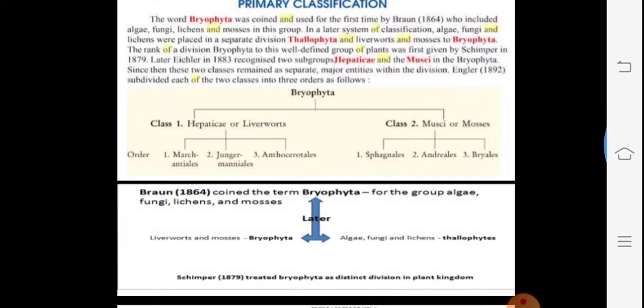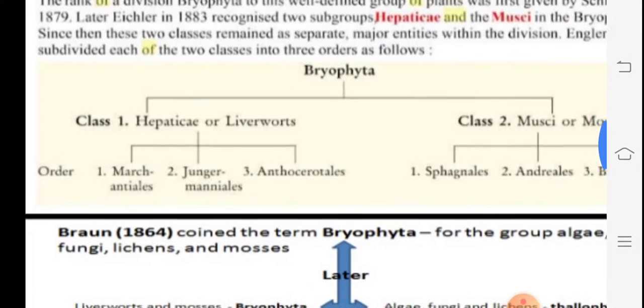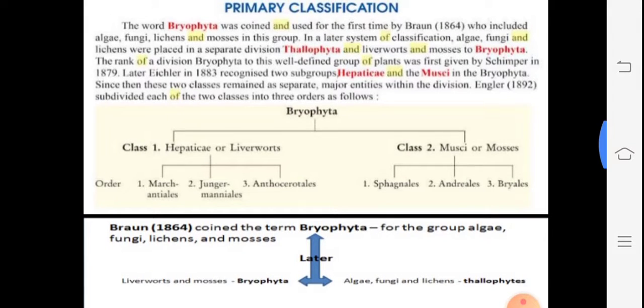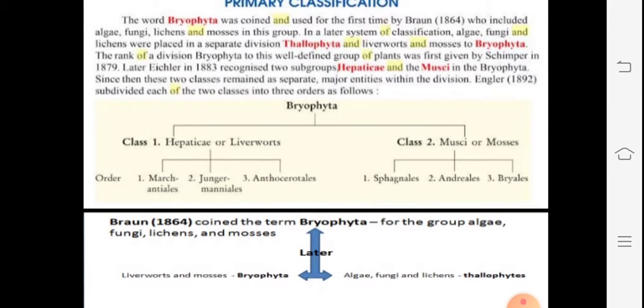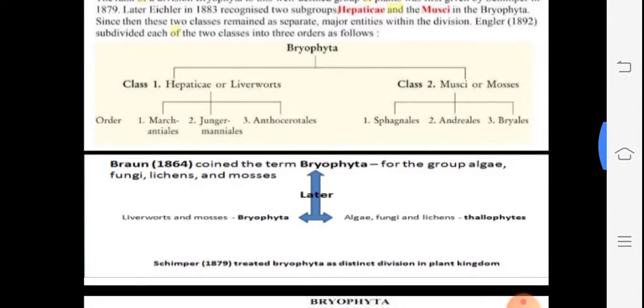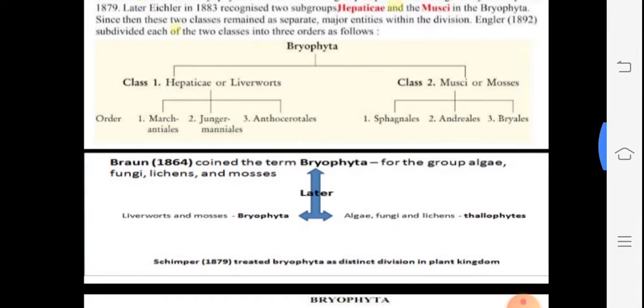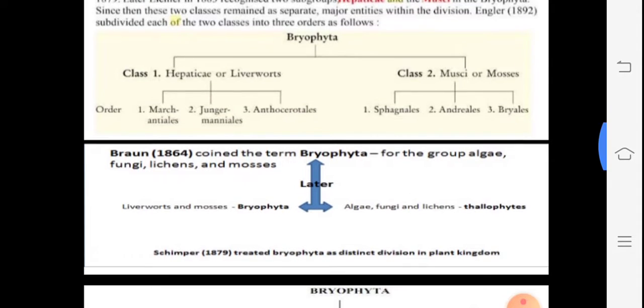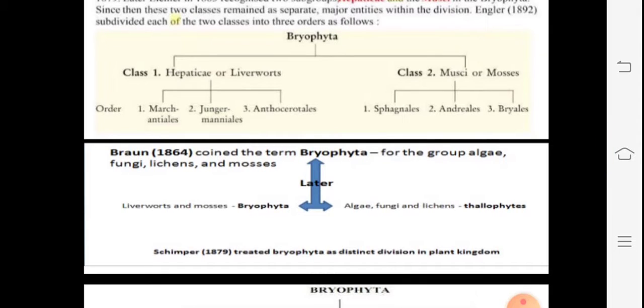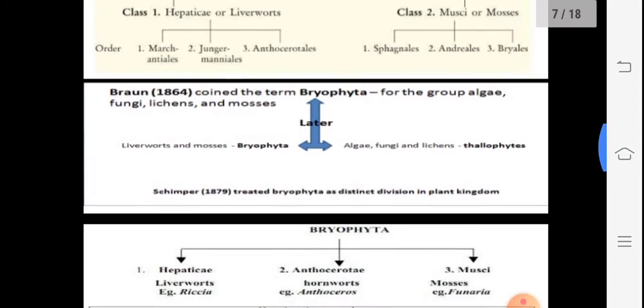Already in primary classification, Brown is the authority in 1864. He firstly included them under the algae, fungi, lichens and the mosses. But later on, in the last semester, we saw the detailed classification. I am just repeating how the variation is, so you have to think over and write as per the classification. It is divided into Hepaticae, Anthocerotae and Musci. These are the primary classifications. In the Hepaticae, there are Marchantiales and leafy Jungermanniales. Anthocerotaceae are separate. Musci mainly include Sphagnales, Andreaeales and the Bryales.